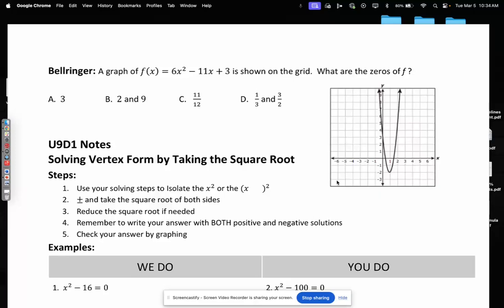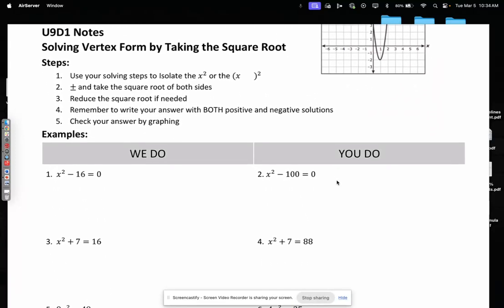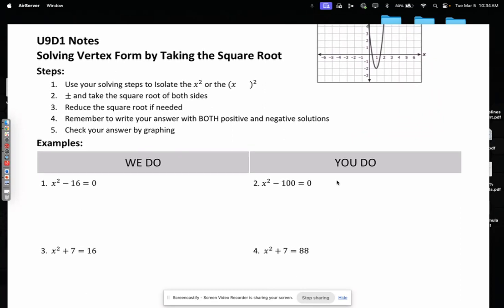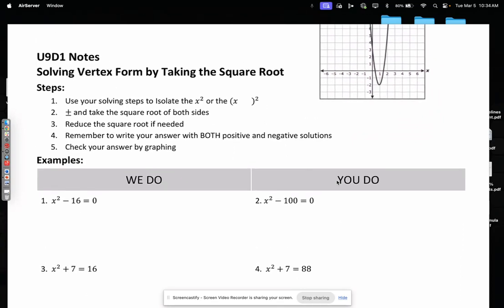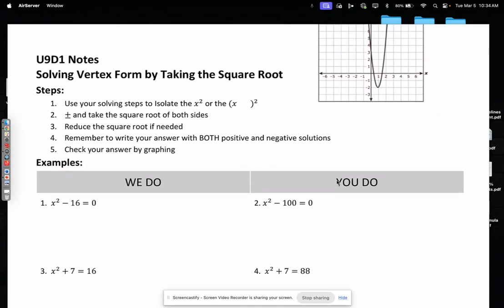So we're going to start talking about vertex form and square roots. Sometimes when we have a quadratic equation written in vertex form, like (x - 2)² + 3 or something like that, we can't always find our roots because it's not in standard form. So I'm going to show you another way to do that.